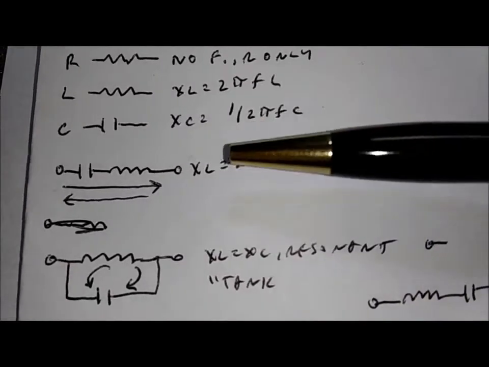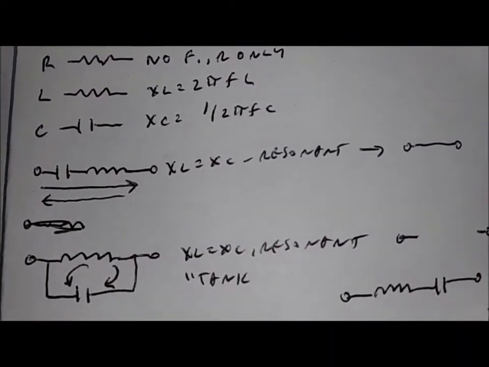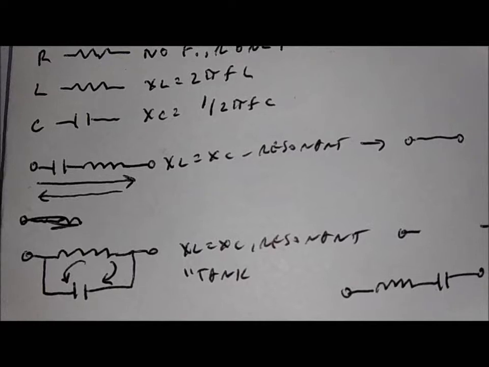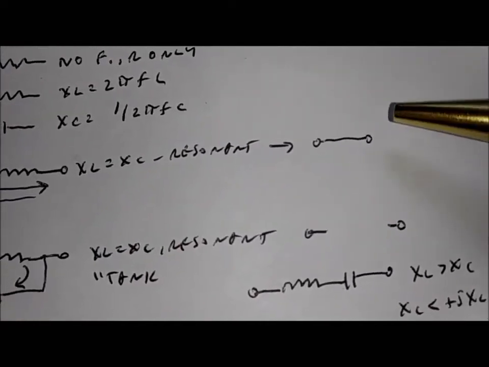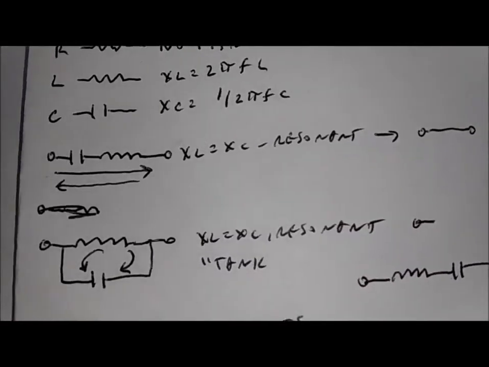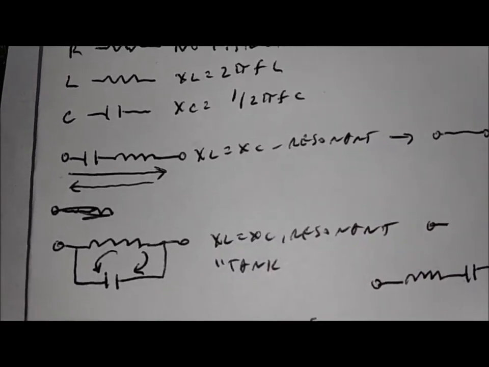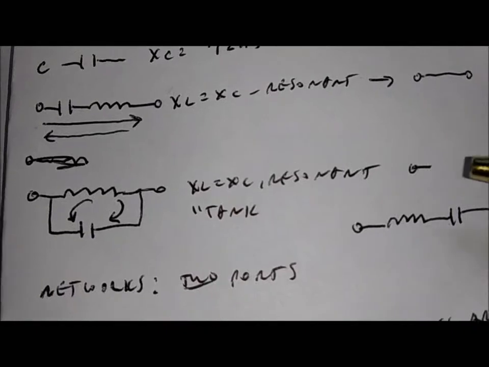Three cases of being tuned. Series resonance, where X sub L equals X sub C. Series resonance, as we incorrectly say, is replaced by a short. It's not a short because there are voltages swapping back and forth between the two components.